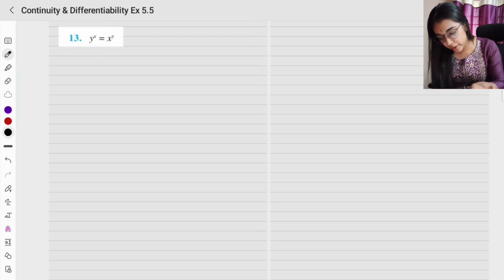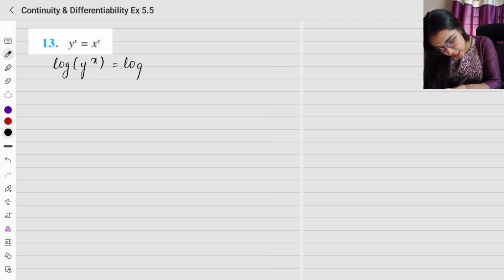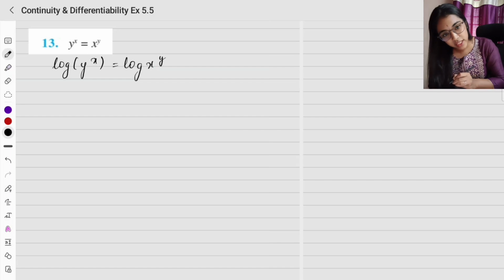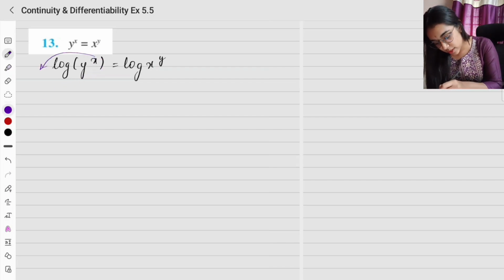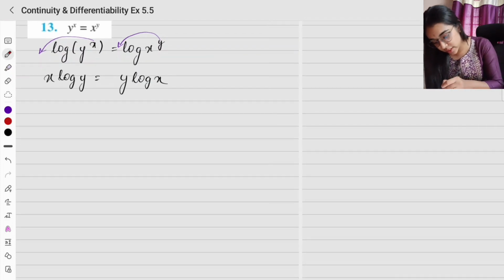Okay. So what am I going to do? Taking log on both sides, log of y to the power x equals log of x to the power y. Now I have a power, so that comes to the front. So in this one it comes to the front, and in this one also it comes to the front. So I have x times log y equals y times log x. Now what will happen when we differentiate the LHS? This is my u and this is my v.